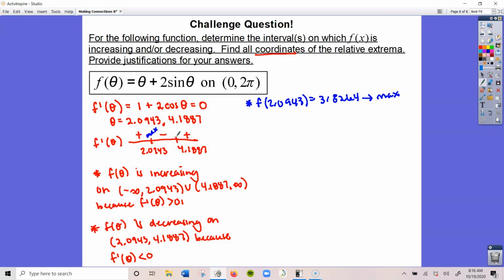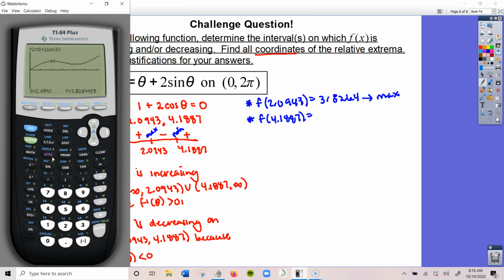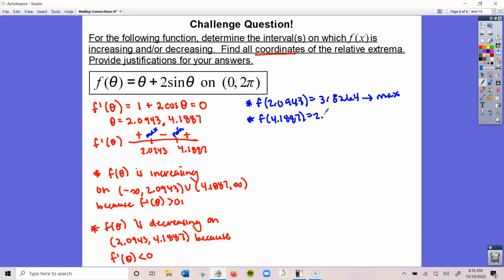And now I'm going to do the same thing for the minimum. So that is f of 4.1887. So now I'm going to go back to my calculator. And when you're finding a function value, this is the only one you don't have to go back into the calc menu. You can just type in your next value, 4.1887, and we get 2.4567. And this is my minimum.